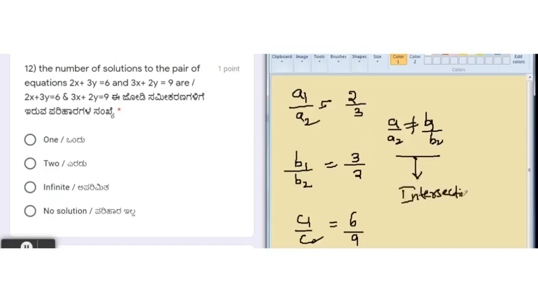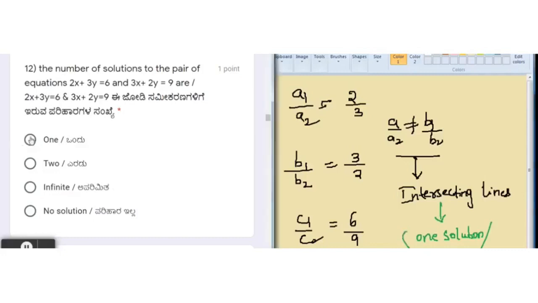So if A1 by A2 is not equal to B1 by B2, this is the condition for intersecting lines. So for intersecting lines, how many solutions do we have, students? We have only one solution. There is another name for one solution in mathematics, which is called unique solution. Sometimes they will give one, sometimes they will give the word unique. So don't get confused. One and unique are one and the same. So the correct option for this question is 1.